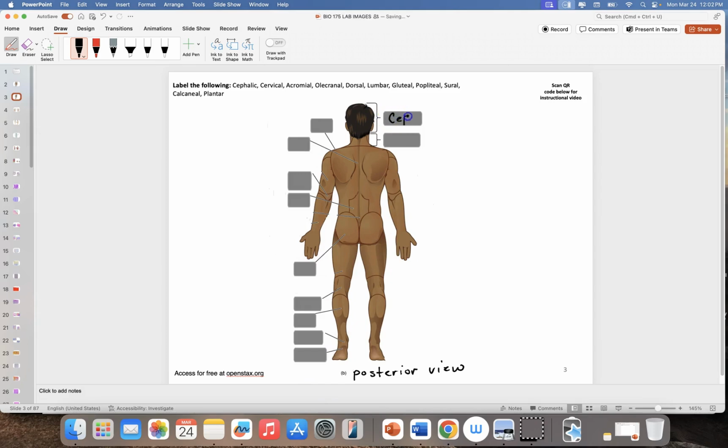We use the term cephalic for the head. We know from our prior video that the neck is called, you got it, cervical. We see that again in this posterior view. If we go now to this side here and work our way down, the shoulder is acromial. The back is going to be dorsal.